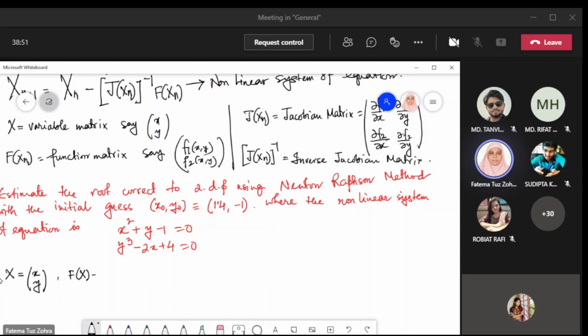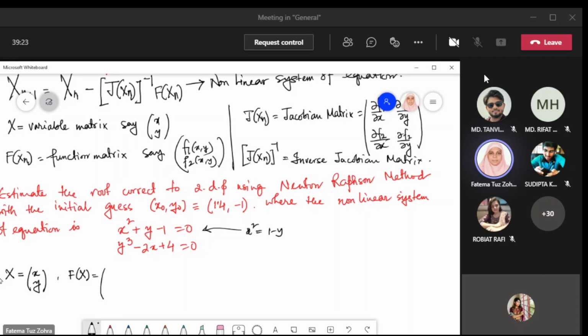Please make sure that your capital X and the small x, y are different, because capital F is a function of 2 variables, small x and y. X is a function of 2 variables, x and y. That's why we write capital F, capital X. The function matrix says that whatever equation you have, it should be shifted so that one side is 0. So if I have x squared equals 1 minus y, I need to write it in that format to get our F.